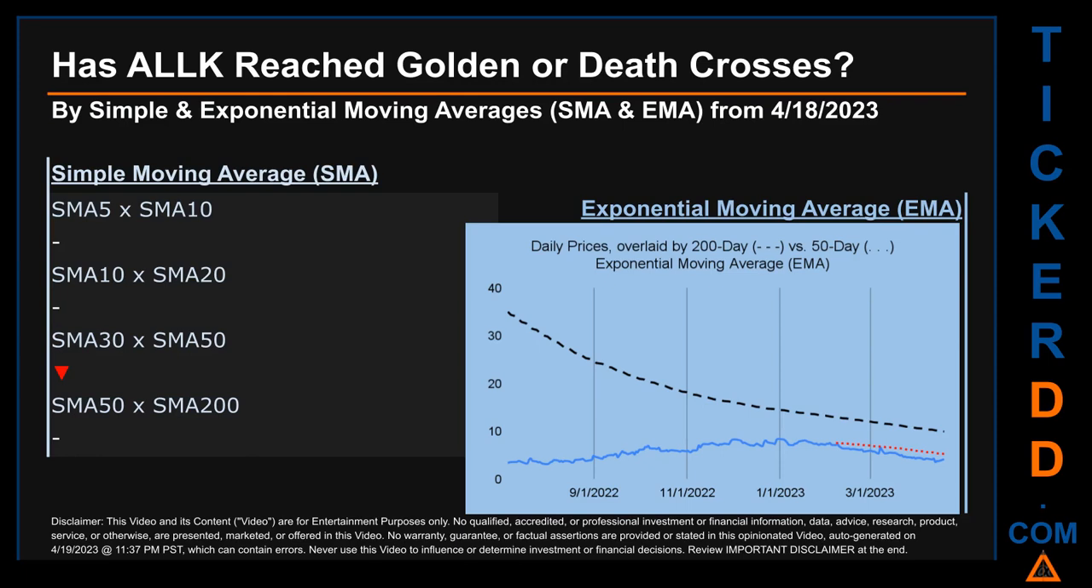Has ALLK price reached golden or death crosses? Golden Cross and Death Cross are basic signals that compare average prices across two specified trade day ranges, a short-term versus a long-term range. For example, 5-day versus 10 trade days. Essentially, a Golden Cross is a bullish signal. It appears when a ticker's short-term moving average crosses above its long-term average. Vice versa, a Death Cross is a bearish signal when the short-term crosses below its long-term moving average.